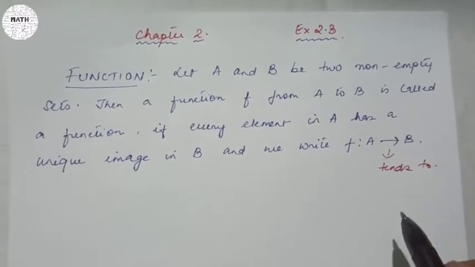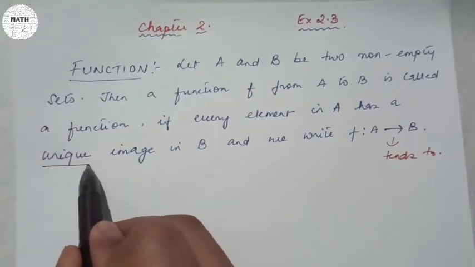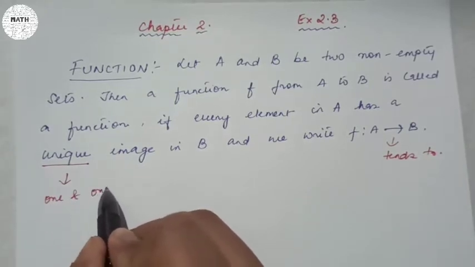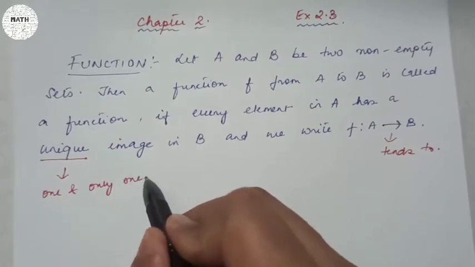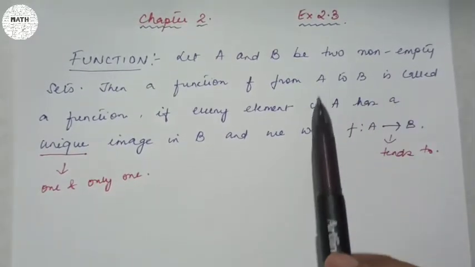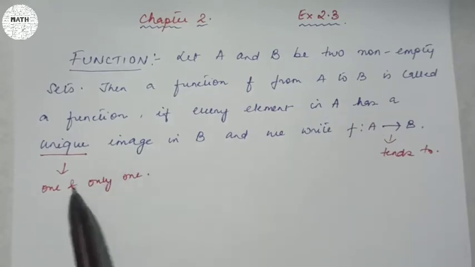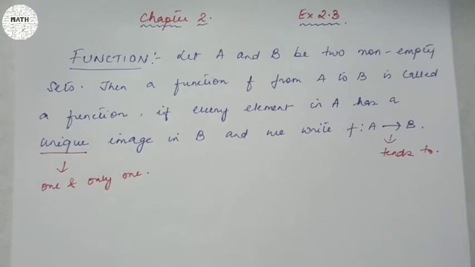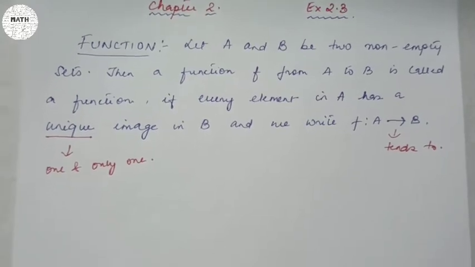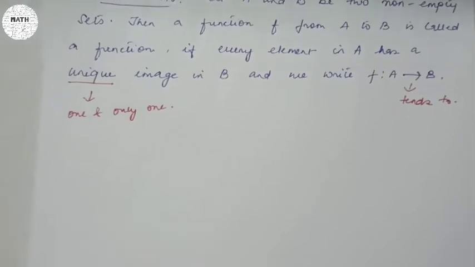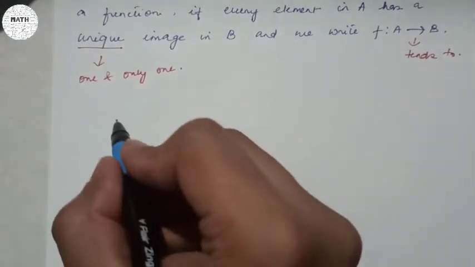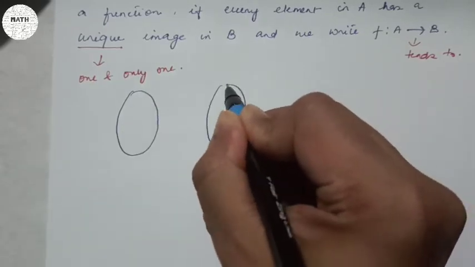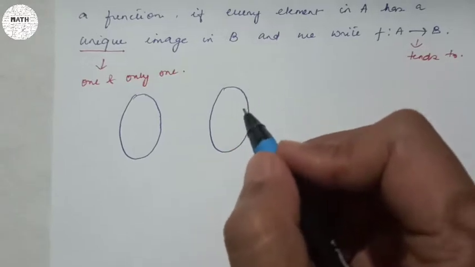Now, if we look over here, there is a particular word known as unique. What do you mean by unique? It is nothing more than containing one and only one. So in short, every element of set A should have one and only one image in B. If you didn't understand the definition, let us illustrate it with a diagram, an arrow diagram.